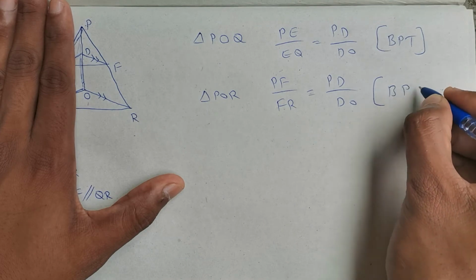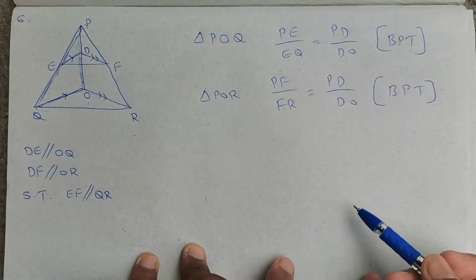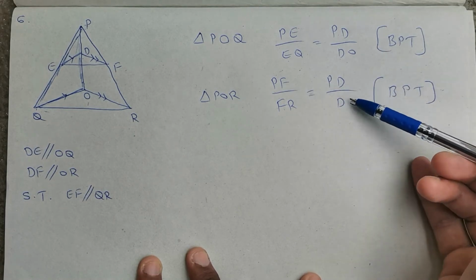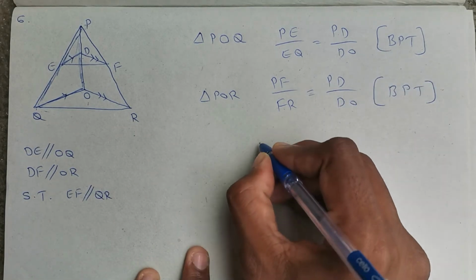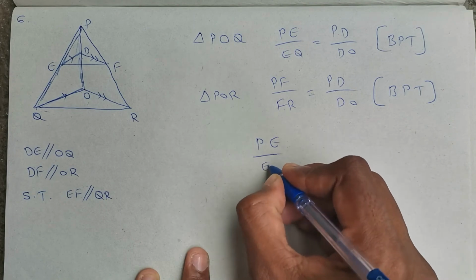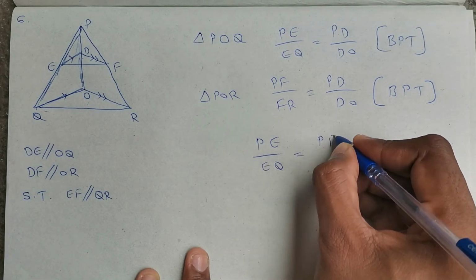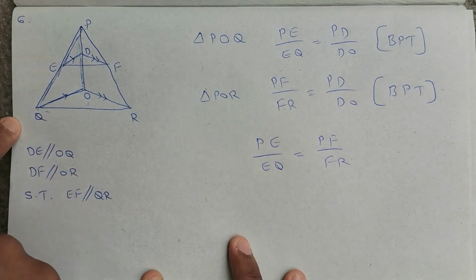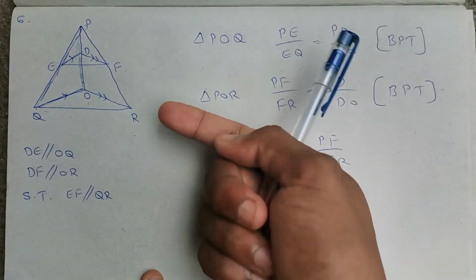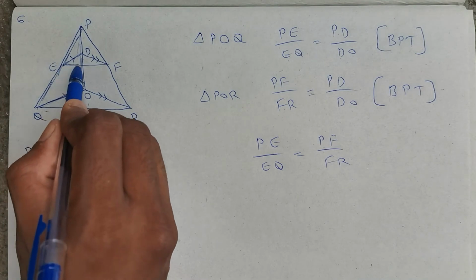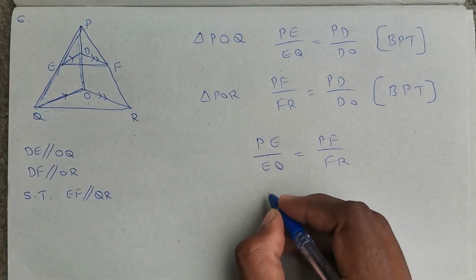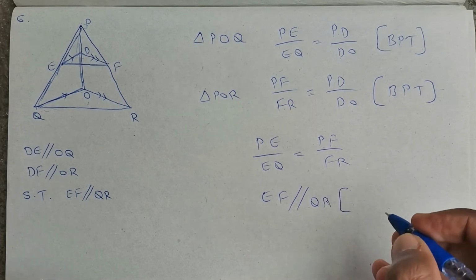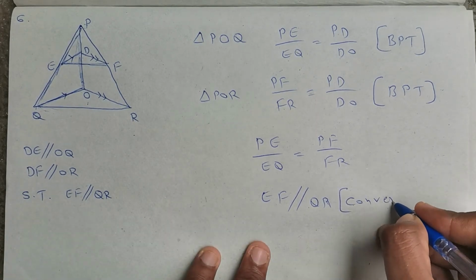BPT. If we observe these two conditions, PE by EQ is equal to PD by DO, and PF by FR is equal to PD by DO. So from these two we can conclude PE by EQ is equal to PF by FR. Then obviously this EF is parallel to QR. Why? According to the converse of BPT.